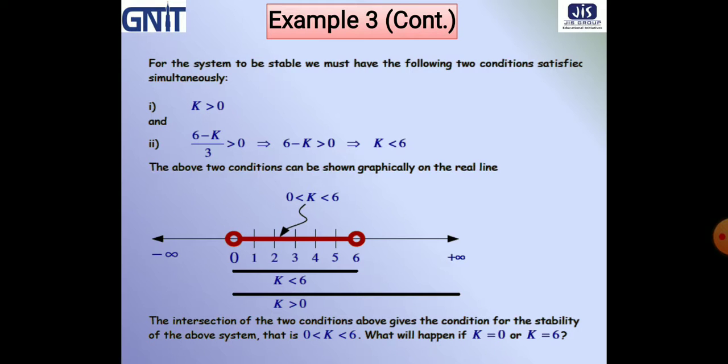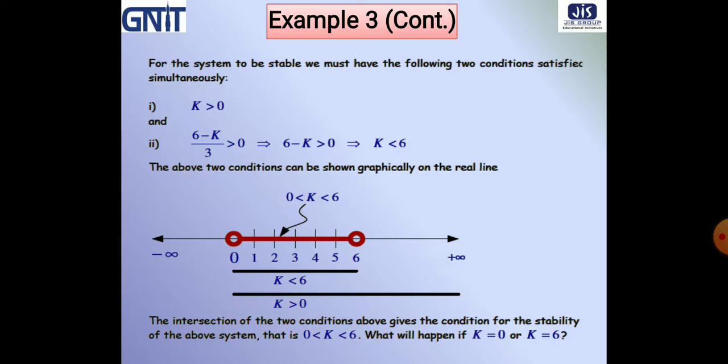So for the system to be stable, the following two conditions must be satisfied simultaneously. That is, k is greater than 0 and (6 minus k) divided by 3 is greater than 0, from where we get k less than 6. That means if the value of k is between 0 and 6, then the system will be in the stable region. The intersection of the two conditions above gives the condition of stability of the system. That is, k ranges between 0 and 6.